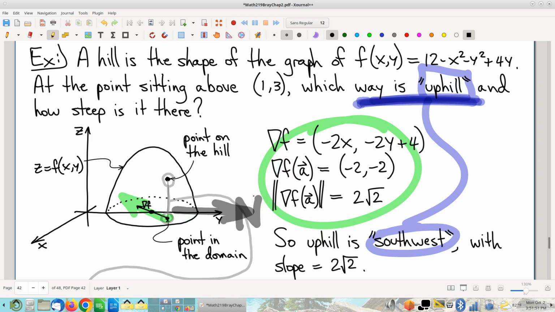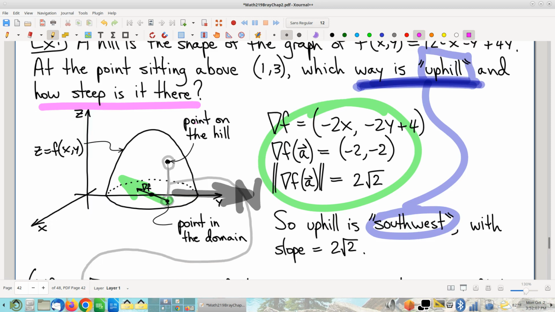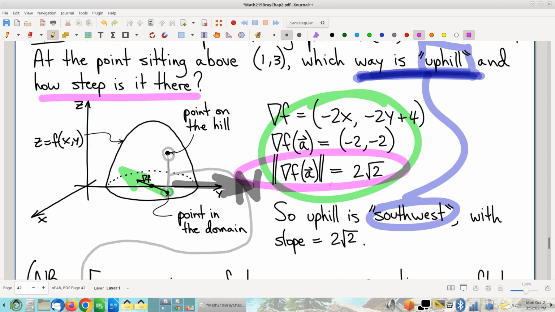Okay, next part of the question: how steep is it at the point there? What is the slope of the graph? What is the directional derivative? Again, the answer is the answer to the questions we were just asking: it's the magnitude of the gradient, and that magnitude is 2 square root of 2. That's how steep it is. Everybody happy?